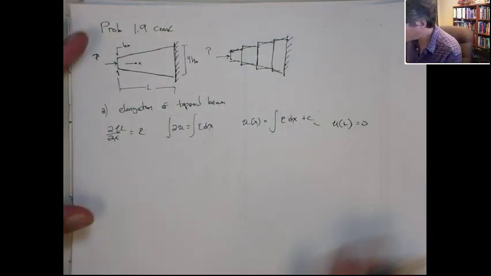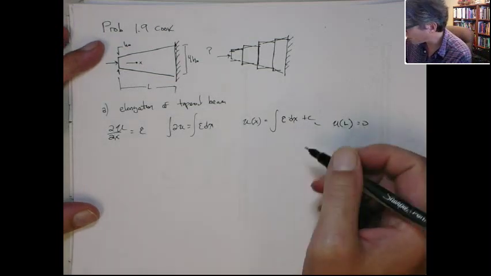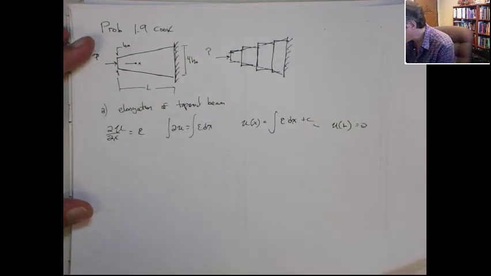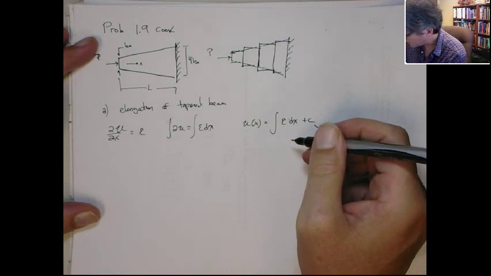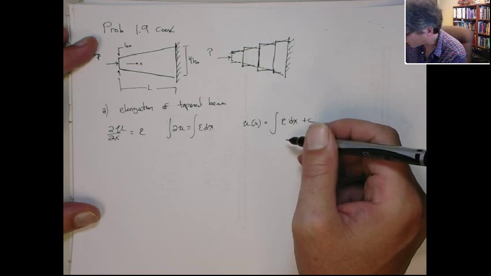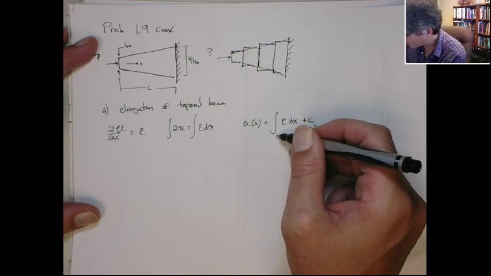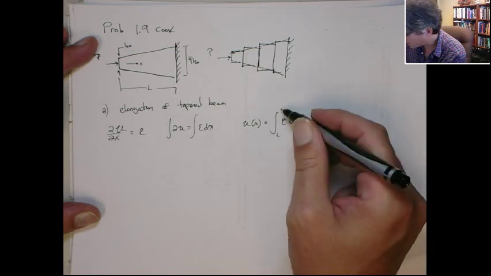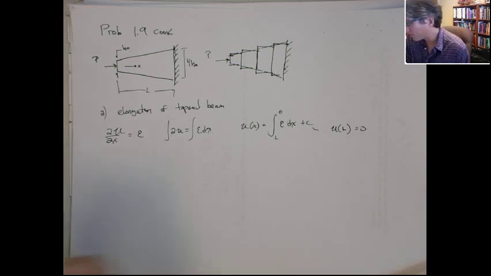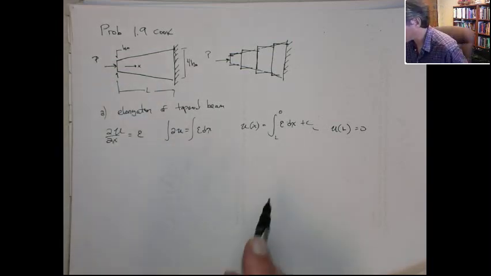Okay, so let's do this integral. The total elongation is going to be, well, actually, we should probably do the integral backwards. Let's do it from x equal to L to x equal to 0. Okay? So that's the total elongation of the beam. I think that'll give me the right sign. It really doesn't matter. It's just going to flip the sign. I know the displacement, since it's a compression, has to be to the right. I think that should give us the right sign.